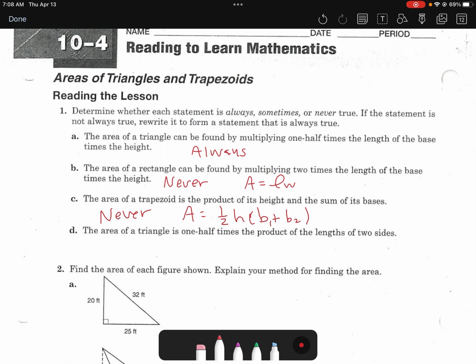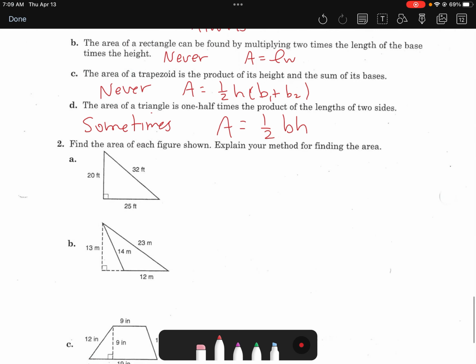Part D, the area of a triangle is 1/2 times the product of the lengths of 2 sides. Yeah, I guess sometimes that'll work depending on what kind of triangle it is. Remember, if you want the area of a triangle, you're taking 1/2 of the 2 segments that are perpendicular to each other. Sometimes those are sides, sometimes they aren't. So we're talking base and height there, not just any 2 random sides.